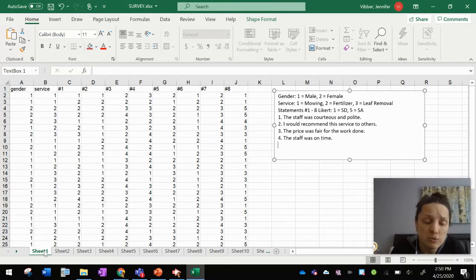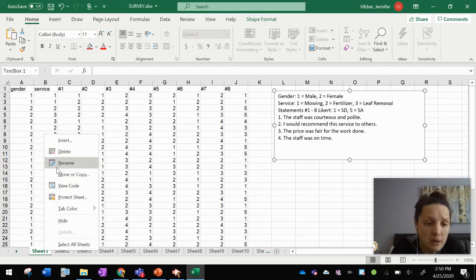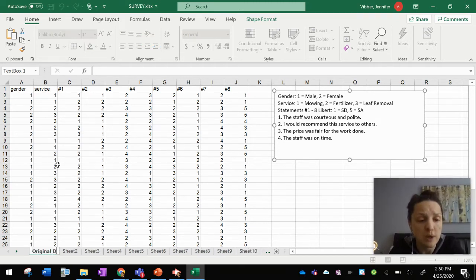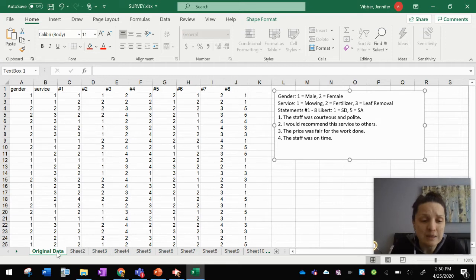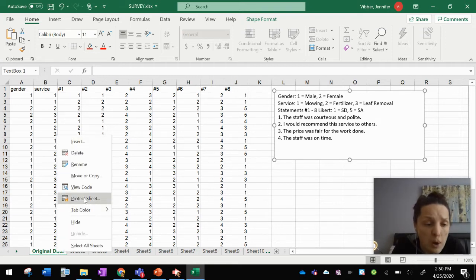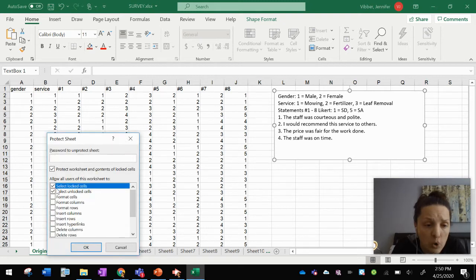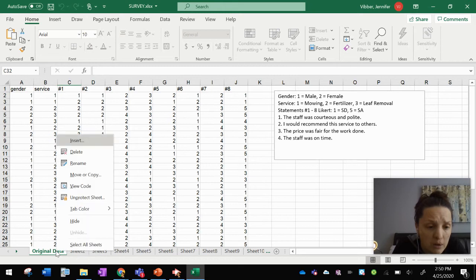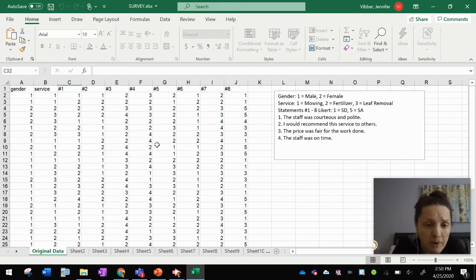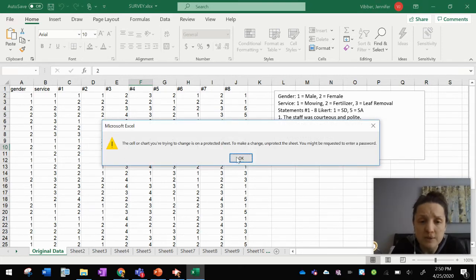So what I'm going to do, number here on sheet 1, is rename it to original data, and I am going to protect this sheet. So I am going to protect the sheet and contents of its locked cells and hit OK. And what's going to happen now is if I come in here and I try to type a 5, it says this is protected.